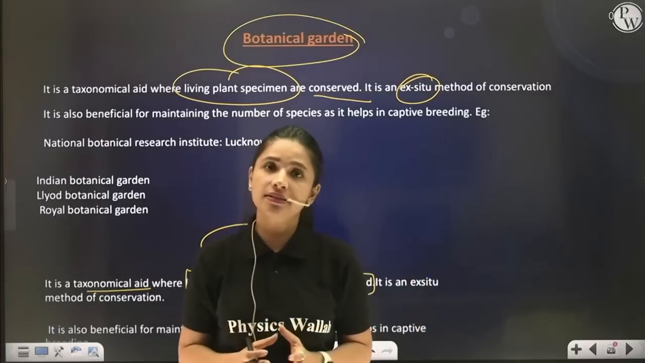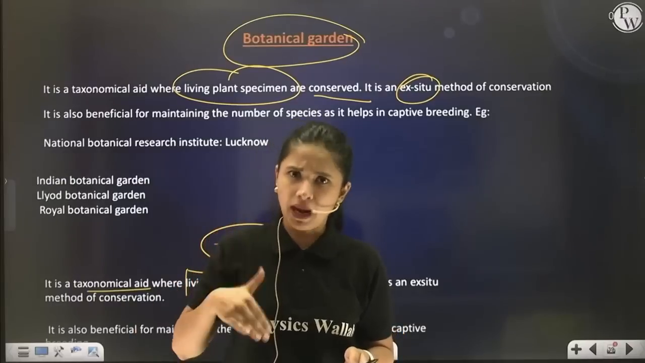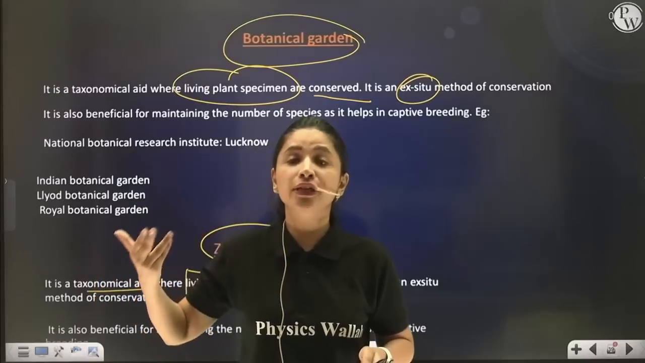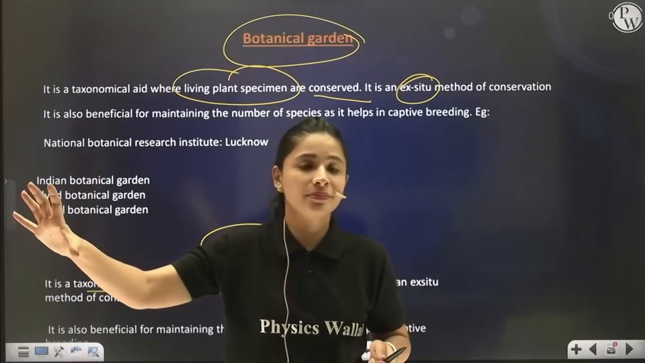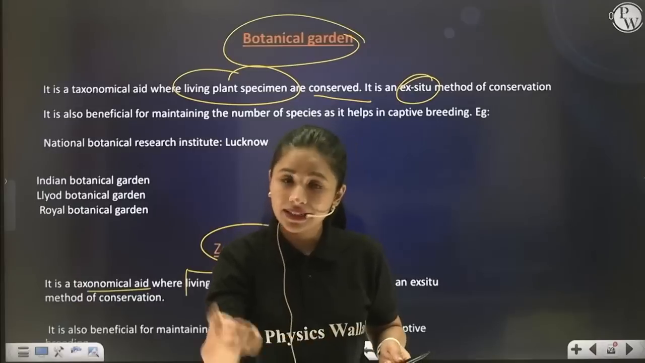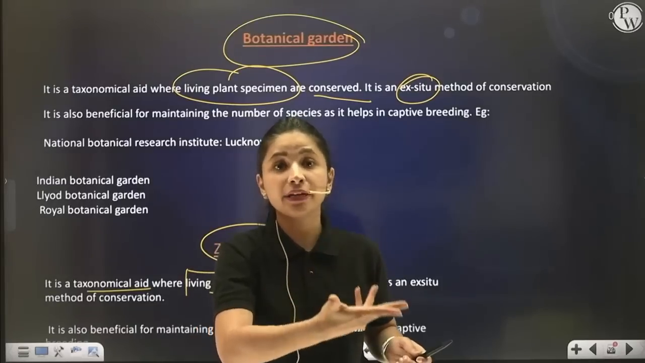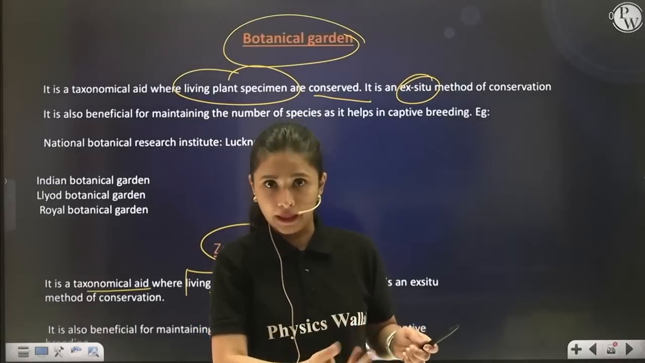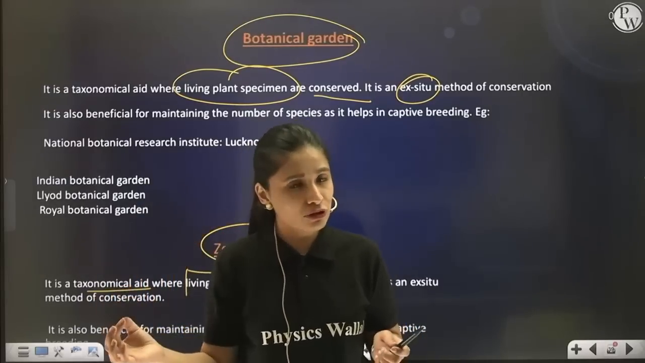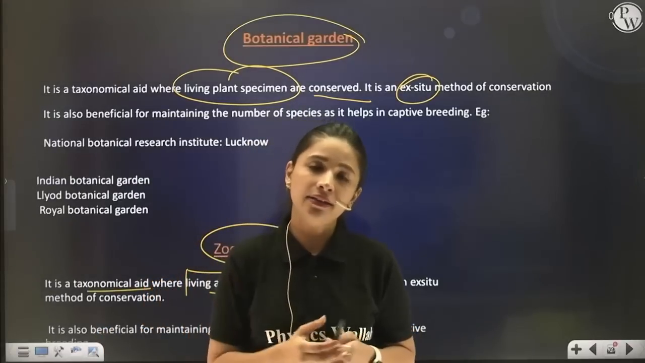So such conservation is called ex situ conservation, when the natural habitat of a plant or animal has become destroyed or is not fit for living. Then those plants and animals are brought from that place, kept in a new place, and the same environmental conditions are provided. There they are also made to reproduce, to increase their number. This is called ex situ conservation. In botanical gardens also ex situ conservation is done. In zoological parks also ex situ conservation is done.